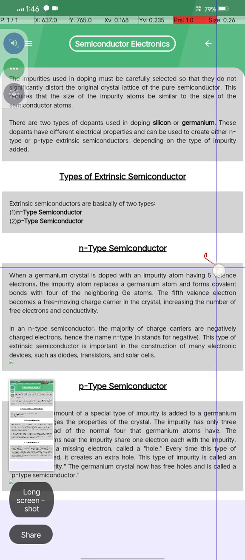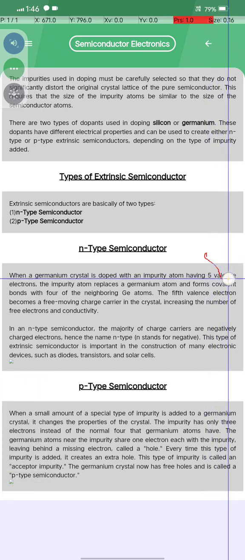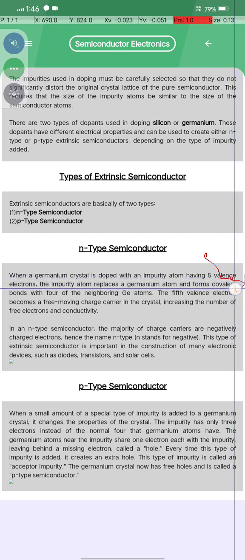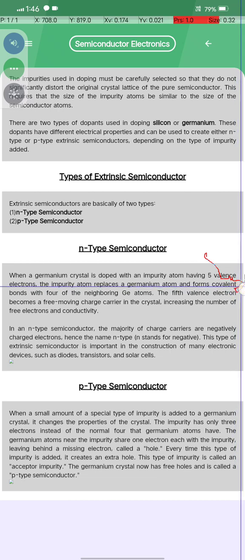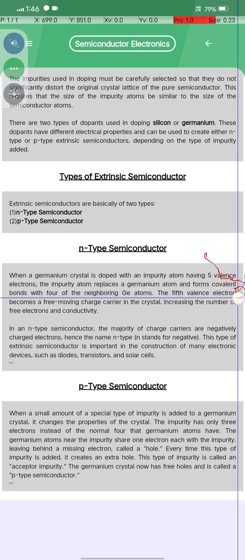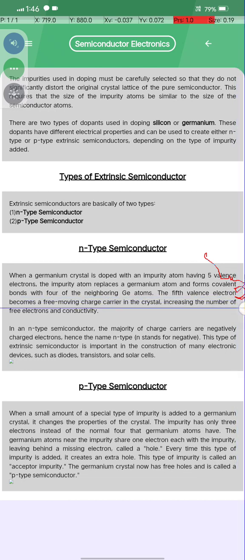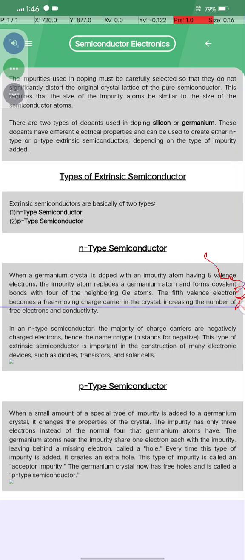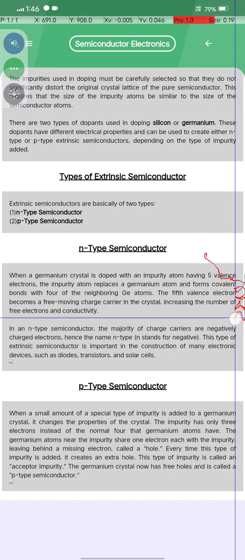What is an n-type semiconductor? When a germanium crystal is doped with impurity atoms having 5 valence electrons, the impurity atom replaces a germanium atom and forms covalent bonds with 4 of the neighboring germanium atoms, and the fifth valence electron becomes a freely moving charge carrier in the crystal, increasing the number of free electrons and the conductivity.